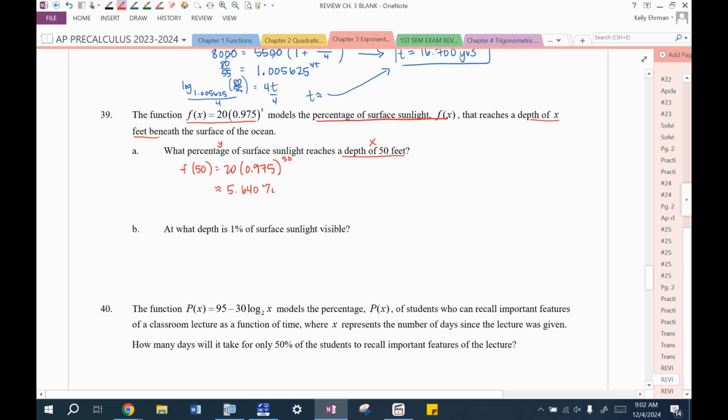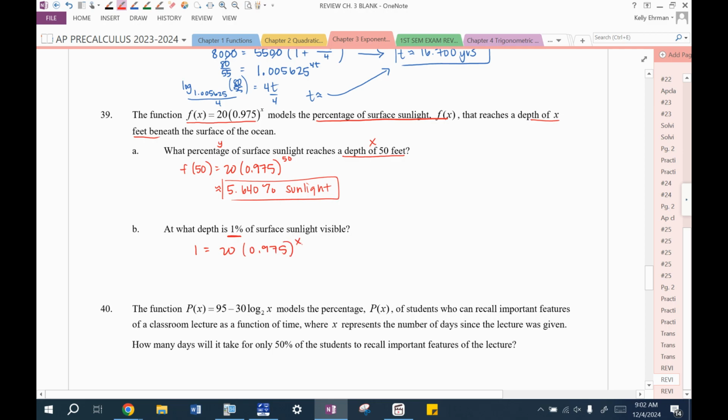So this is 5.640%. That makes sense because if you plug in 0, you get 20. That means 20% is at a depth of 0. And below that, this is a decay model, so the further down you go, the less sunlight comes through. That makes sense. So I'm going to label that percent sunlight. Okay, and then the second question says, at what depth is 1% of the surface sunlight visible? So you're setting your equation equal to 1.